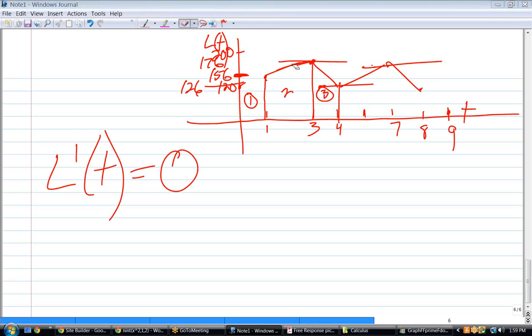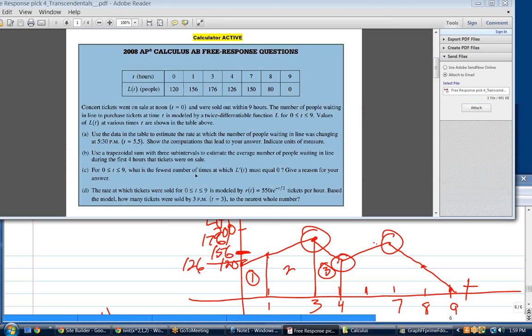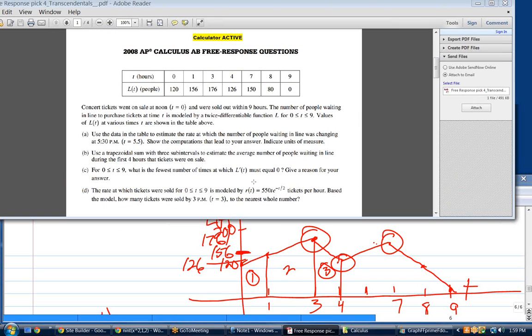And you don't need it to be curved to see that. If I erase my curves, which I can't properly put in there because all I have is single values, and replace it with a straight line, I still can tell how many times it changes direction. Right there, and right there. What is the fewest number of times L prime of t must equal 0? Well, at least 3.